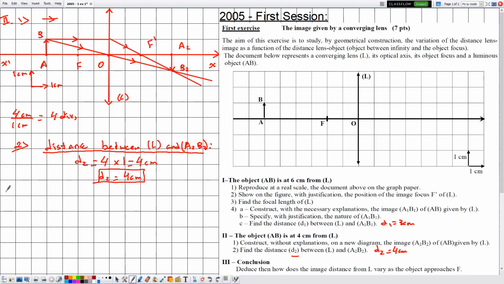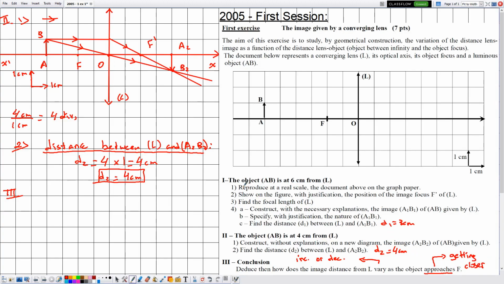And now part 3, which is the conclusion. They are telling me deduce then how does the image distance from L vary as the object approaches F. Now here, by vary they mean we need to indicate whether the image distance from L increases or decreases as the object approaches F. And the word approaches means getting closer.